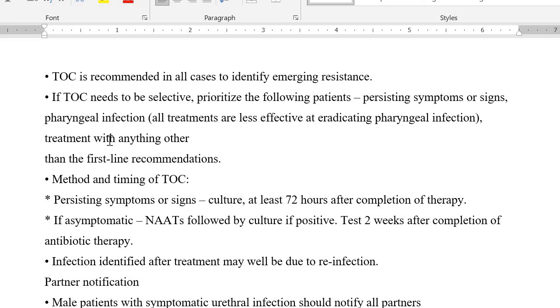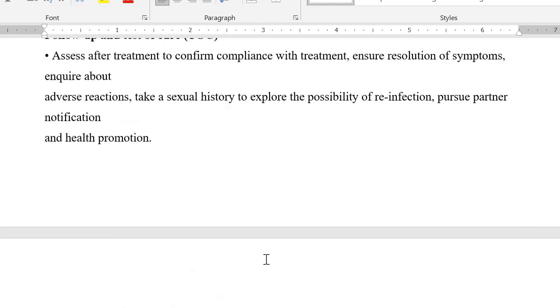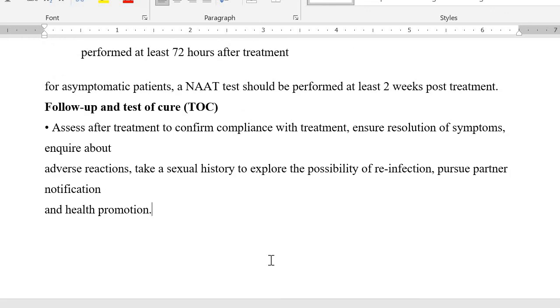Sorry. In the previous slide, test of cure should be done 72 hours after the treatment. We will talk about treatment. Then why is the NAT different? Is the NAT the same or different? No, the NAT is different.